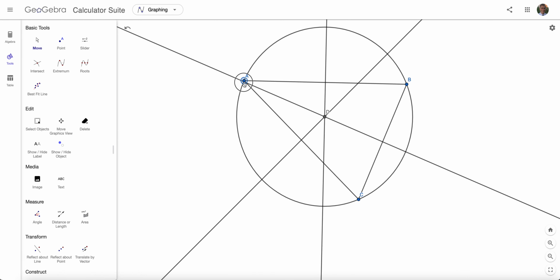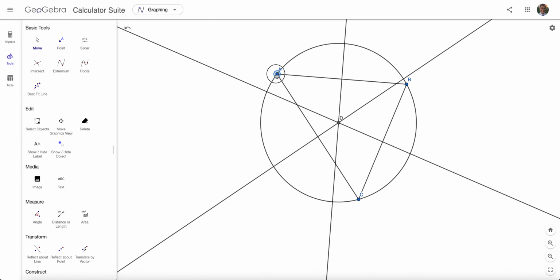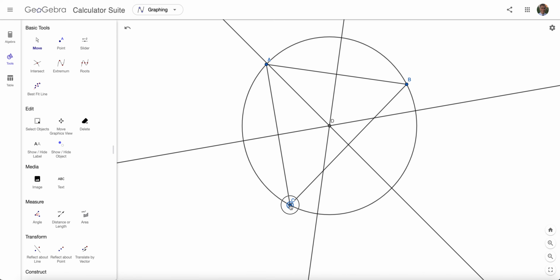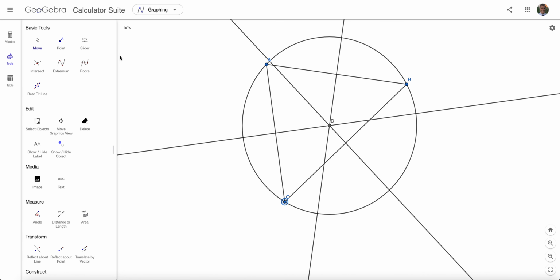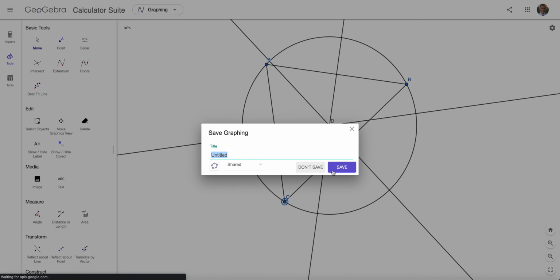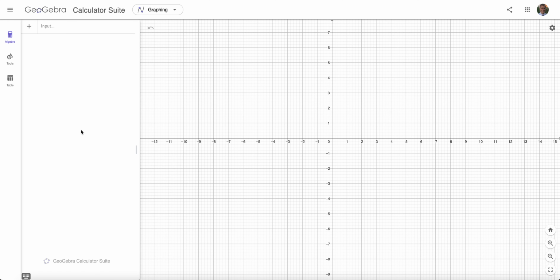And again, as we move those points along, the circle is going with it, and that circle is always going to have those 3 points of the triangle on it. So this is how you would find the circumcenter of a triangle. Now, if I go in and clear this all out, I'm not going to save that.